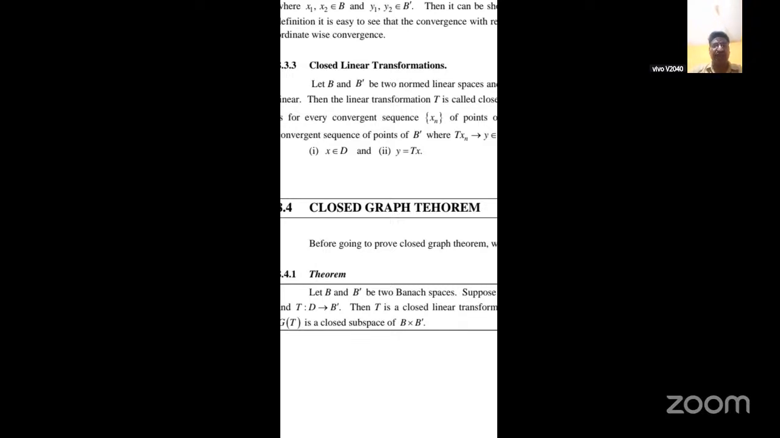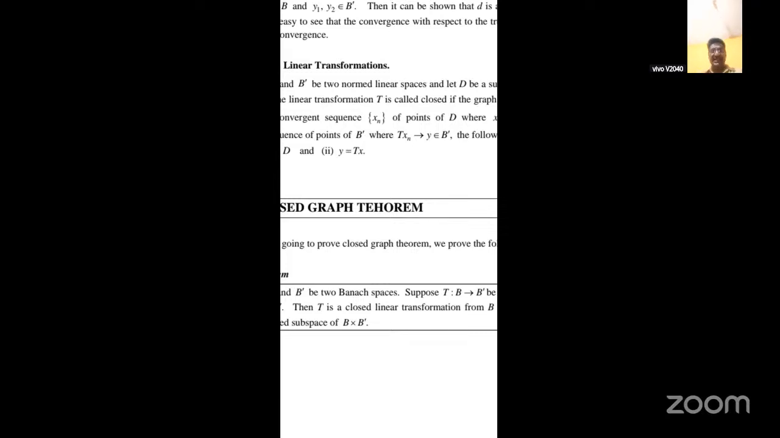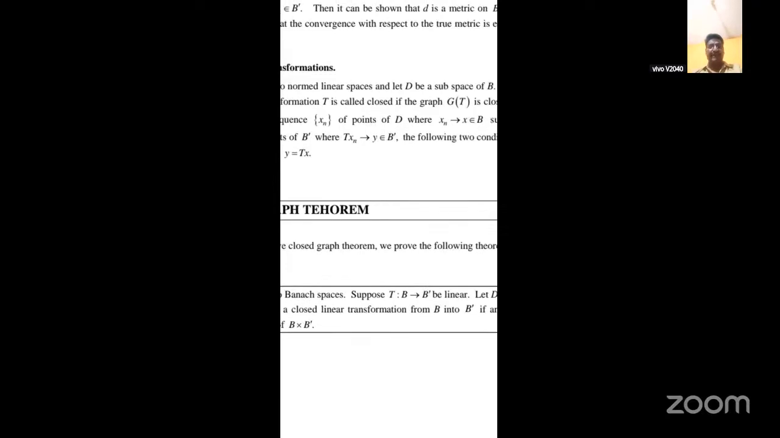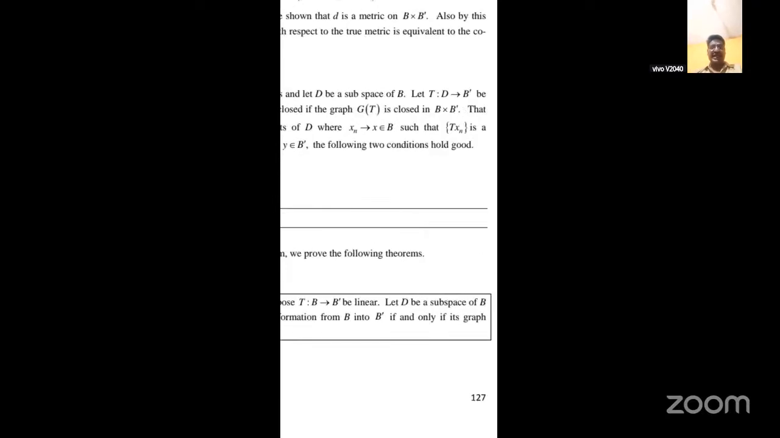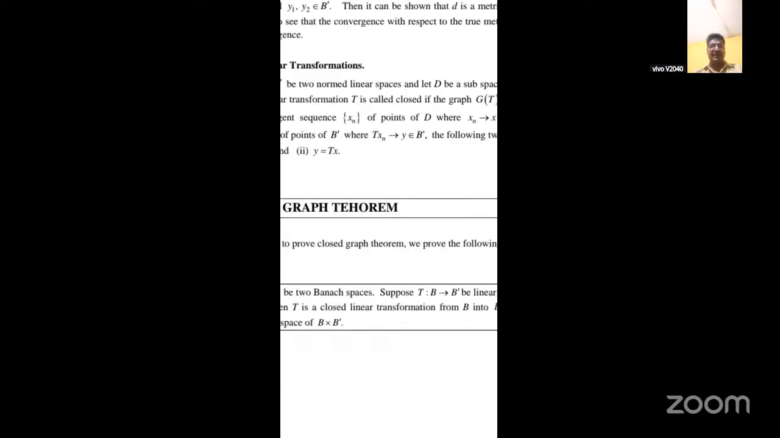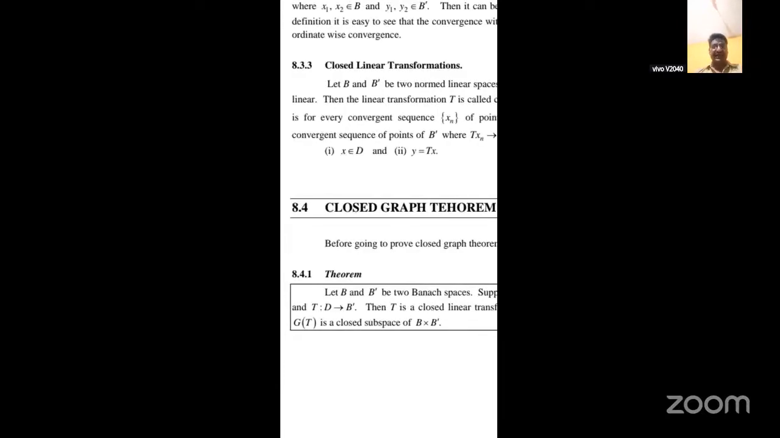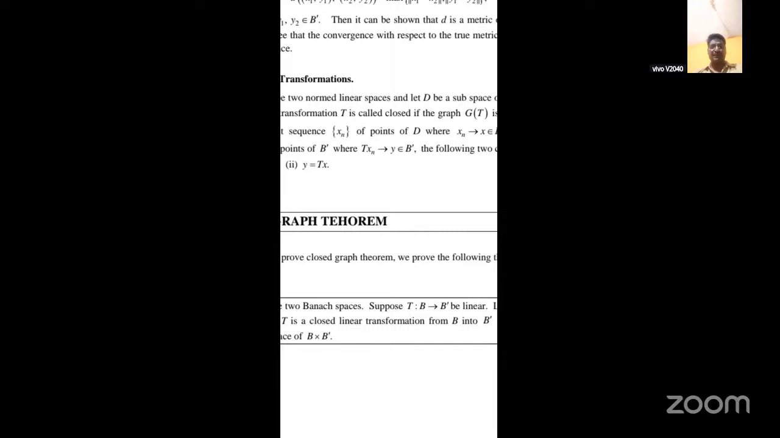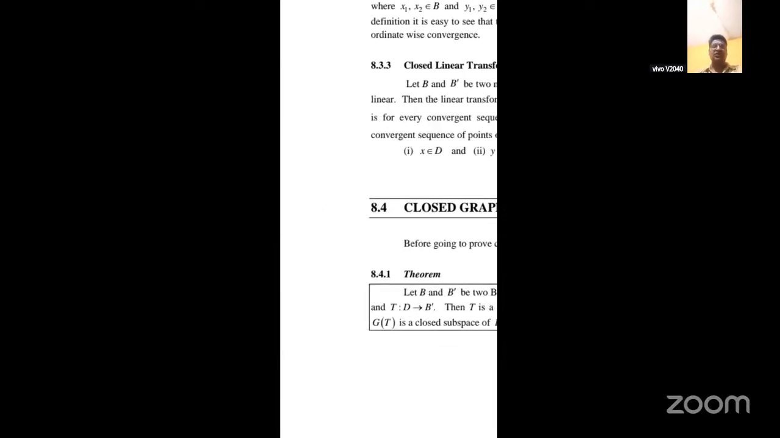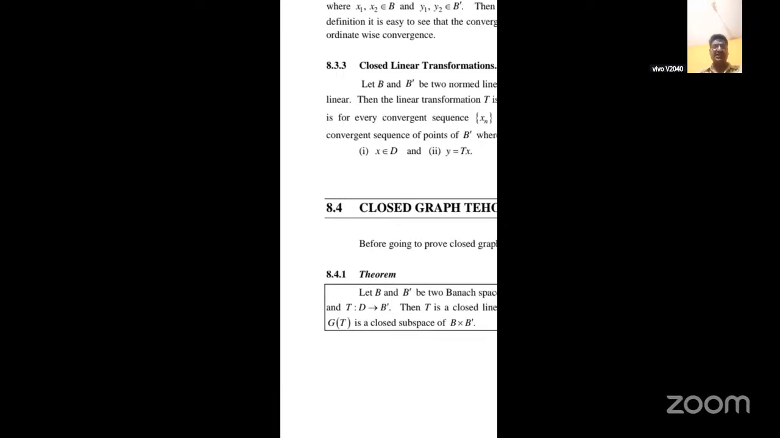Okay. The closed graph theorem is: let B and B dash be two Banach spaces. Suppose T defined from B to B dash is linear. Let capital D be a subspace of capital B, and T defined from D to B dash. Then capital T is a closed linear transformation from B into B dash. So G of T is also a closed subspace of B cross B dash.